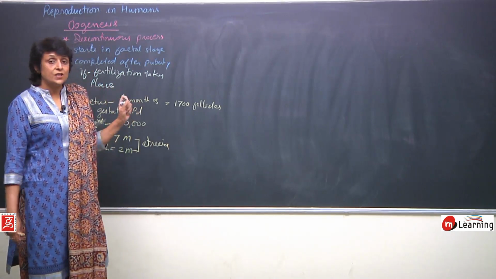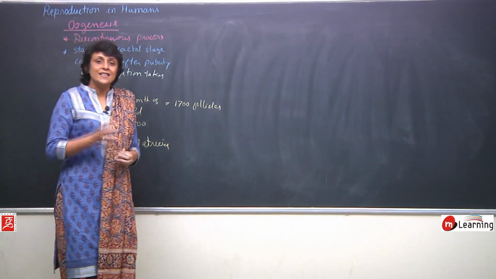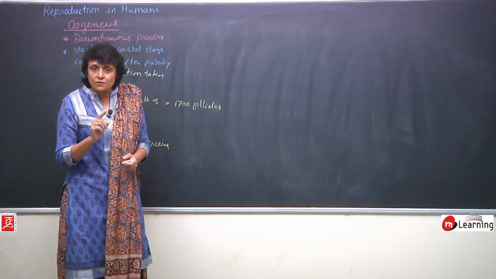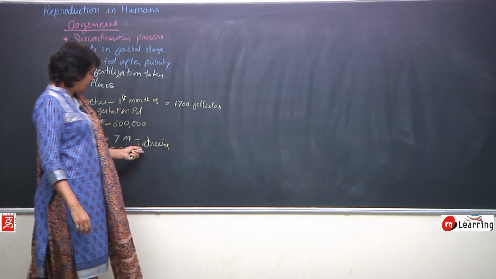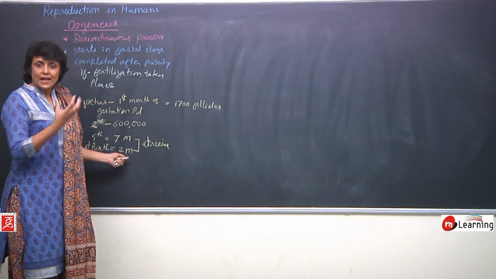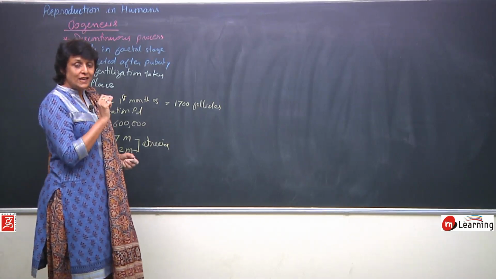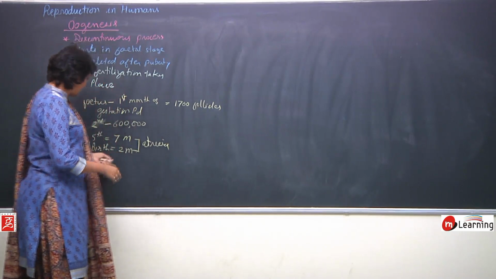And when we made the structure of the ovary in the female reproductive system, we said there is a cluster of 500 follicles, and only one follicle out of those 500 gives rise to the egg. So there are 2 million, and in every cluster of 500, only one will change into the egg. So the number is decided.